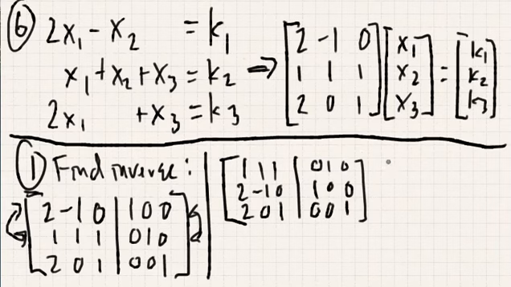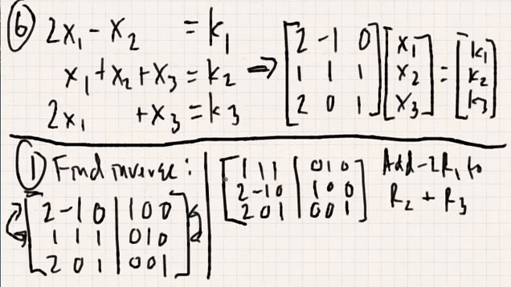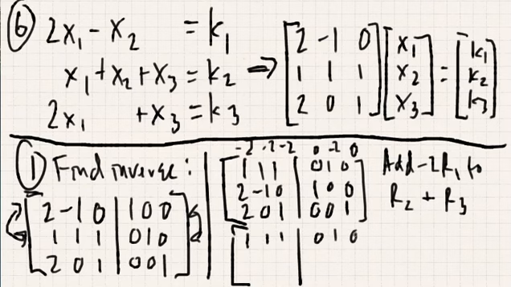Now I'm going to add -2 row 1 to both row 2 and row 3 because I want to get rid of these 2's here and get zeros. So -2 times row 1 is -2, -2, -2, 0, and -2, 0. And what I end up with when I add that is I get 1, 1, 1, 0, 1, 0. -2 plus 2 is 0. -2 minus 1 is -3. -2 plus 0 is also -2.